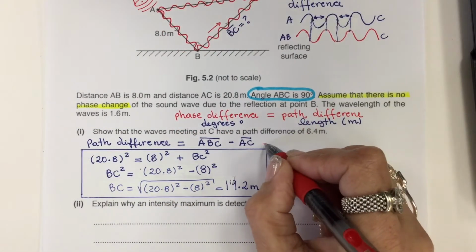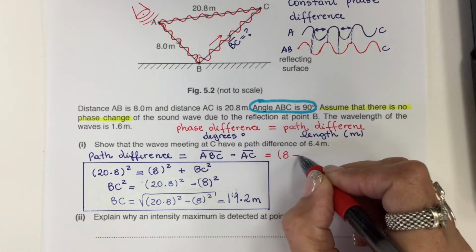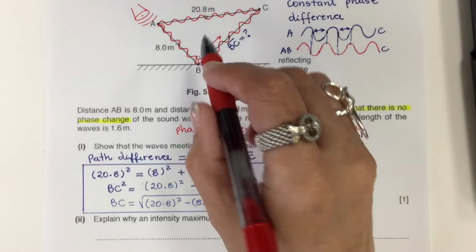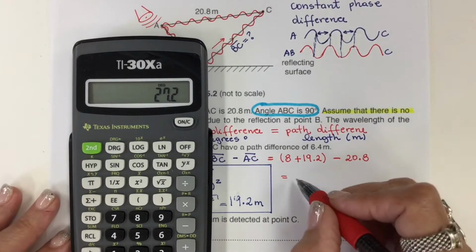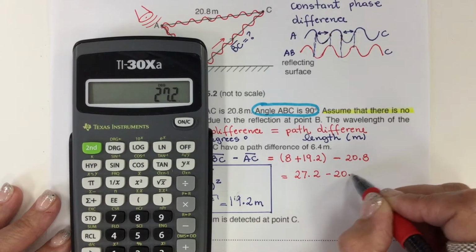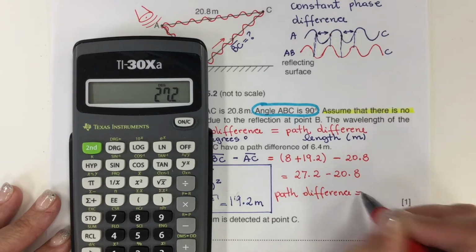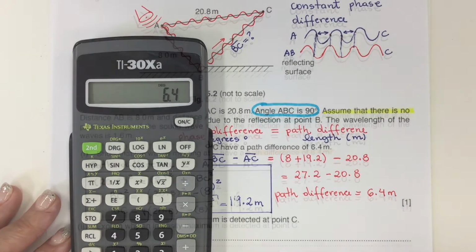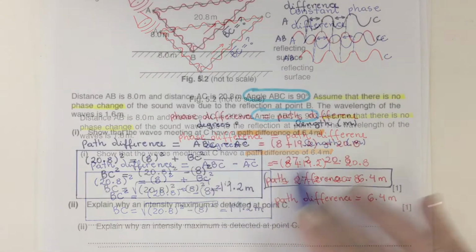Now back to the problem here. My ABC distance is 8 plus BC, which is 19.2, minus AC, which is 20.8. So 19.2 plus 8 is 27.2 minus 20.8. So my path difference is 27.2 minus 20.8, which is 6.4 meters. So here I use basic algebra to prove that the path difference between both waves as they arrive at point C is 6.4 meters. And all this for 1 mark.